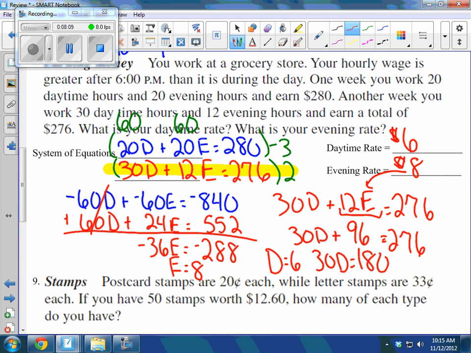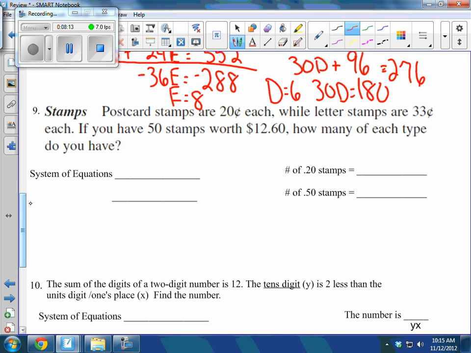And they told me that my evening rate would be more than my daytime rate, and it is. All right, I did point out in class that this 50 cents should be 33 cents, little typo there. So postcard stamps are 20 cents each, while letter stamps are 33 cents each. If you have 50 stamps worth $12.60, how many of each type do you have?